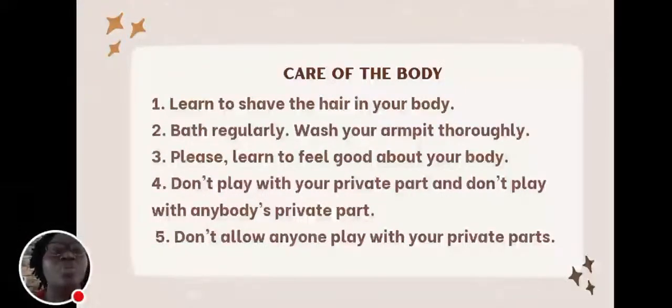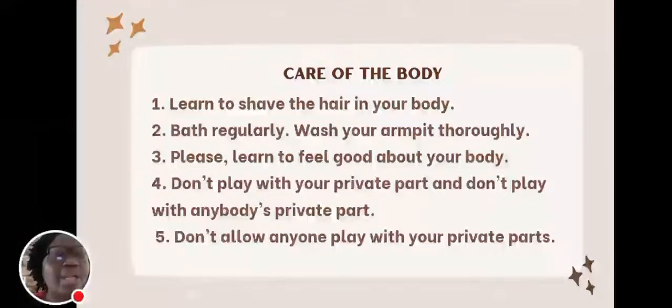Then number two, we must learn to bathe regularly. Some of us, you don't like bathing. Am I right? You know yourself, you don't like bathing. When it's time to bathe, in fact, your parents will practically force you. Oh, some of you will be running away from bathing. But when you get to puberty, please, you must love to bathe. Take care of your body. You must bathe.